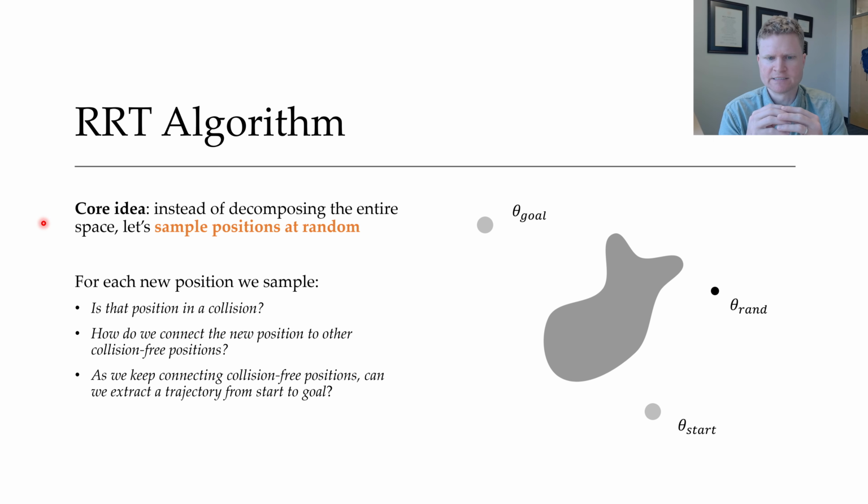The core idea is that instead of decomposing the entire space and performing a brute force search across all those different cells, we're going to sample positions at random. We're then going to check for each of these positions that we sample, is that a valid position? Like, is there a collision there, or is that something that we actually could reach? Then, if that position is valid, like there is no collision, can we connect that new position to other collision-free positions that we've seen before? And then as we keep connecting all of these different collision-free positions, can we extract some sort of trajectory that goes from the start to the goal?